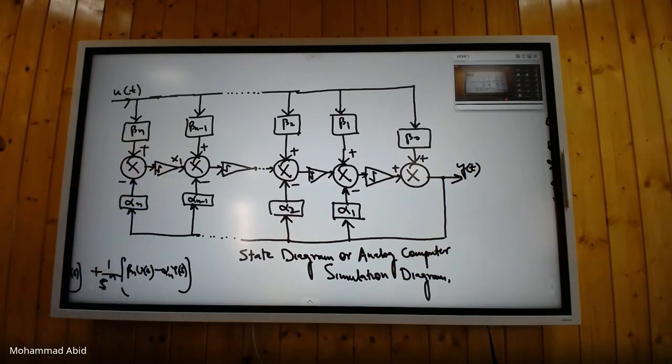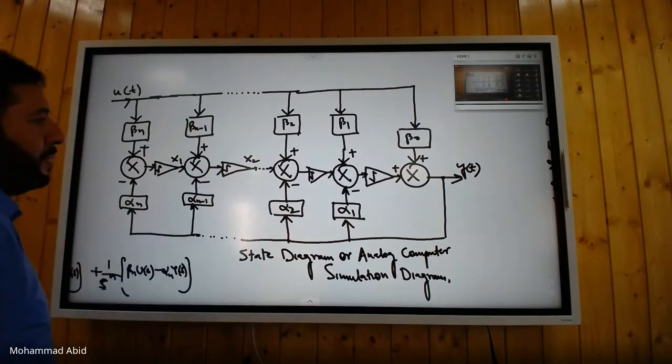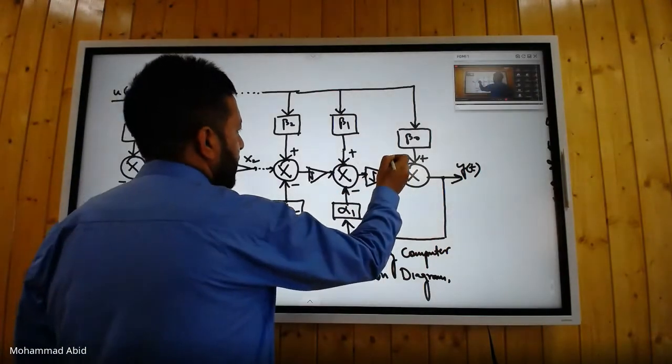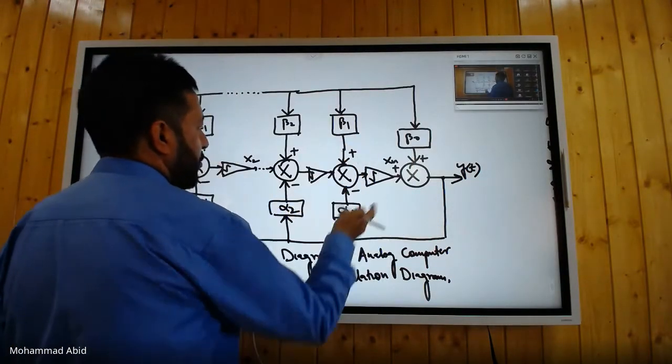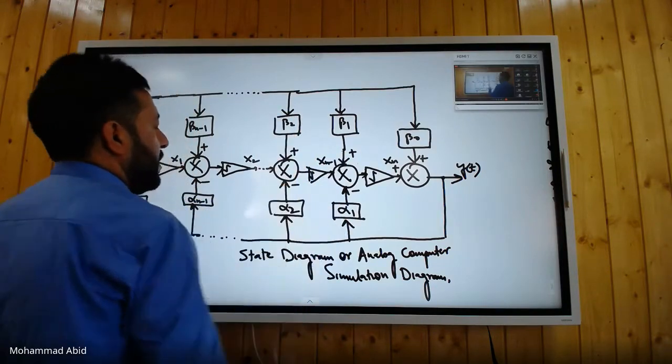Is that clear? These are the states I am defining. The output of this integrator, I will call this as x2. This is the output of the last integrator. What will be this? This will be xn. And what will be the output of the integrator before this? That will be xn minus 1. Is that okay?